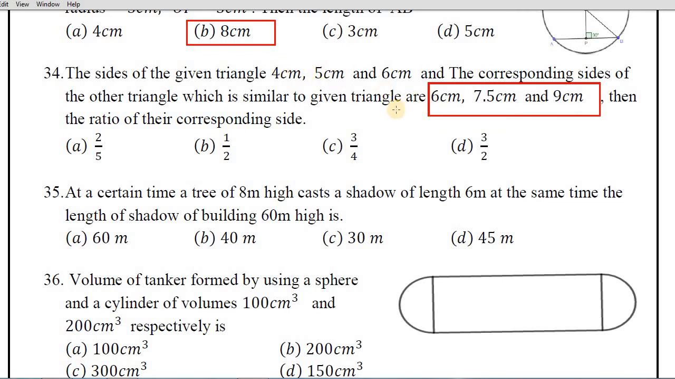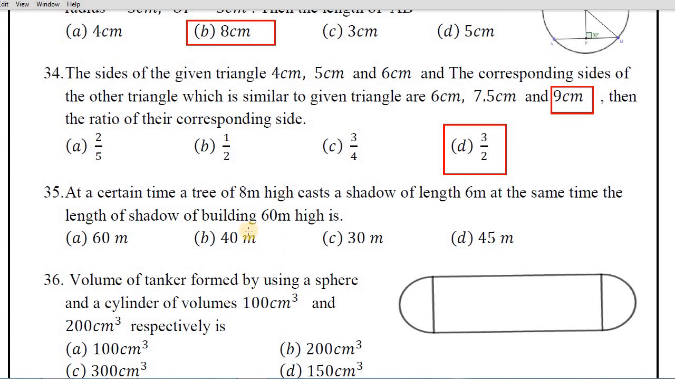So now what you want to find is to compare these ratios. 6 cm by 4 cm. What is the ratio? That is 3 by 2. Similarly 7.5 cm and 5 cm. What is the ratio? Again 3 by 2. Again 9 cm divided by 6 cm. What is the ratio? Again 3 by 2. Hence here the right option is option D, 3 by 2.